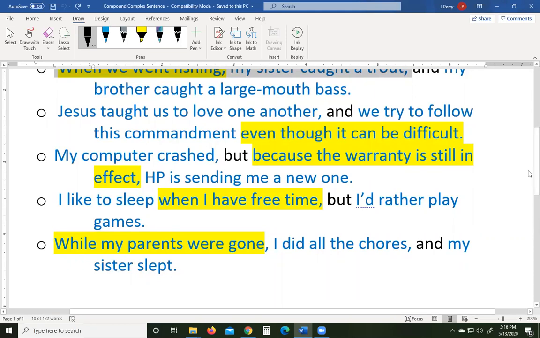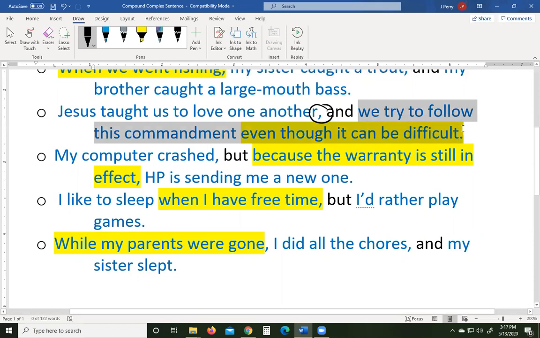The first one is where we have an independent clause, the comma and the coordinating conjunction, independent clause, dependent clause. Okay, so: Jesus taught us to love one another, and we try to follow this commandment even though it can be difficult. This second part is our complex sentence pattern, and because we've got the independent clause and then the dependent clause following it, we don't need a comma in that second place. We just need it between the two independent sentences, the complex and the other sentence. Okay, so we just need it right here.